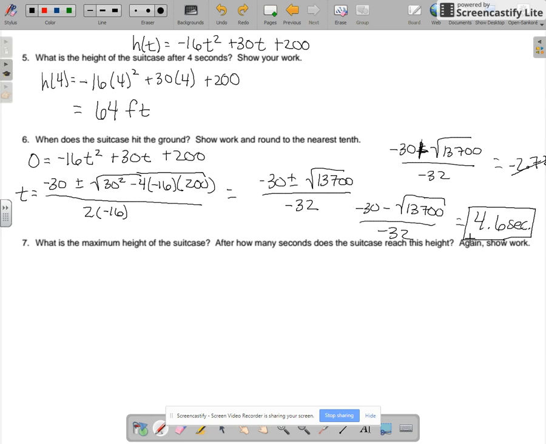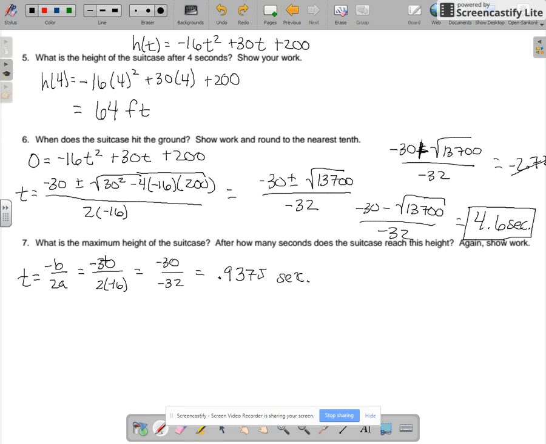So then question number 7. What is the maximum height of the suitcase, and after how many seconds does the suitcase reach this height? In order to find the maximum height, we have to find how many seconds it takes first. So we're going to find the axis of symmetry to help us find the vertex, which is the maximum height. So t is equal to negative b over 2a. So b is 30, so negative 30 over 2 times our a of negative 16. So we get negative 30 over negative 32, which is 0.9375, and again, that's in seconds.